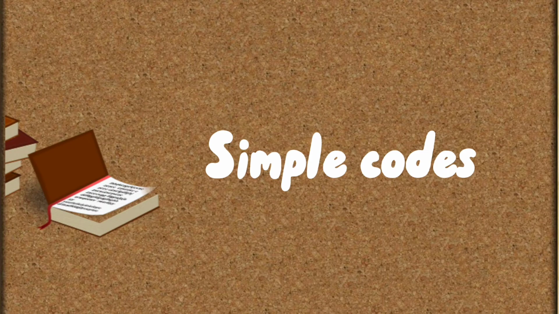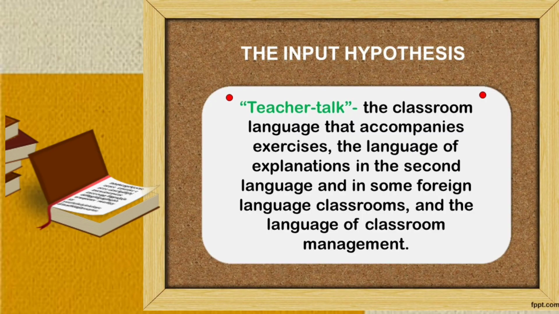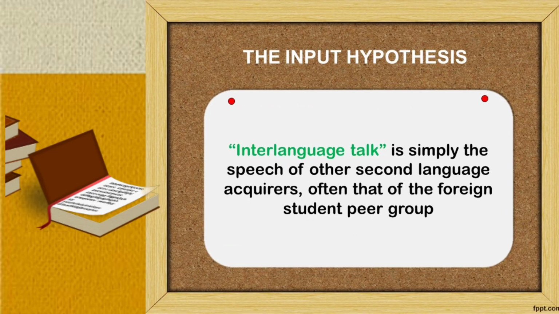Based on how children acquire their first language in the caretaker speech, a simple language used with children for them to understand, Krashen proposed something similar to be worked on with adults: the teacher talk, the foreigner talk, and the interlanguage talk, also known as simple codes. The teacher talk is the classroom language that accompanies exercises, the language of explanations in the second language and in some foreign language classrooms, and the language of classroom management.